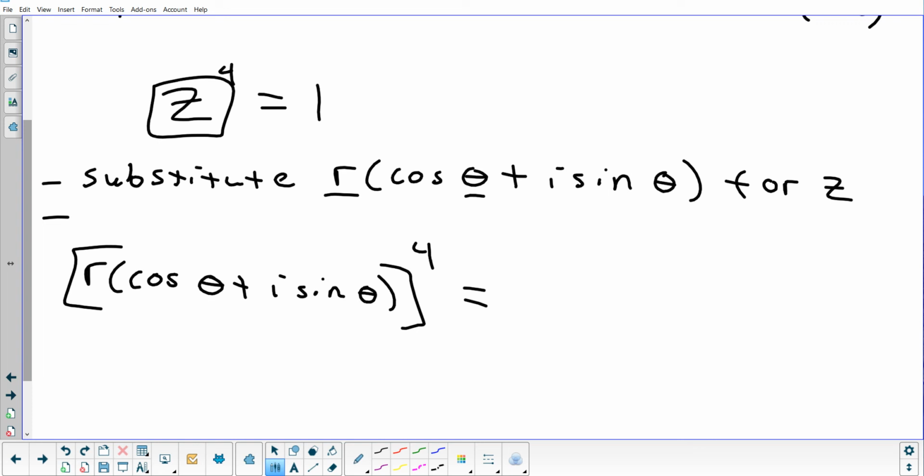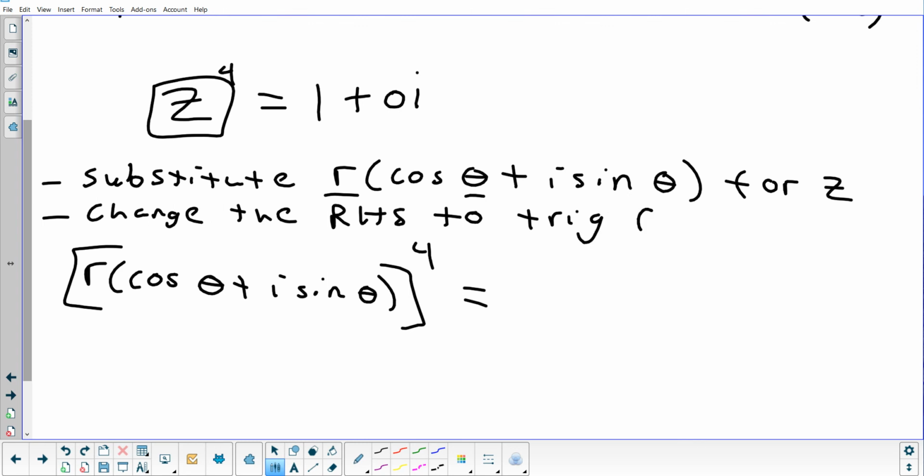If the 1 confuses you, think of it like this. There's no imaginary part in this problem. 1 plus 0i. So substitute in that for the right-hand side and change it to trig form. You can graph it if you need to, but this one's really not too bad. There's your point, 1 plus 0i. What's my radius from that point to the origin?